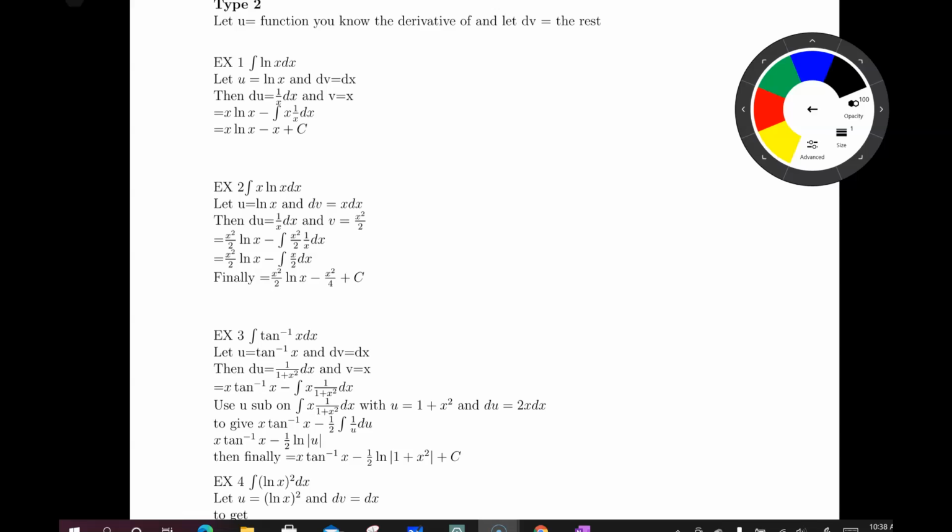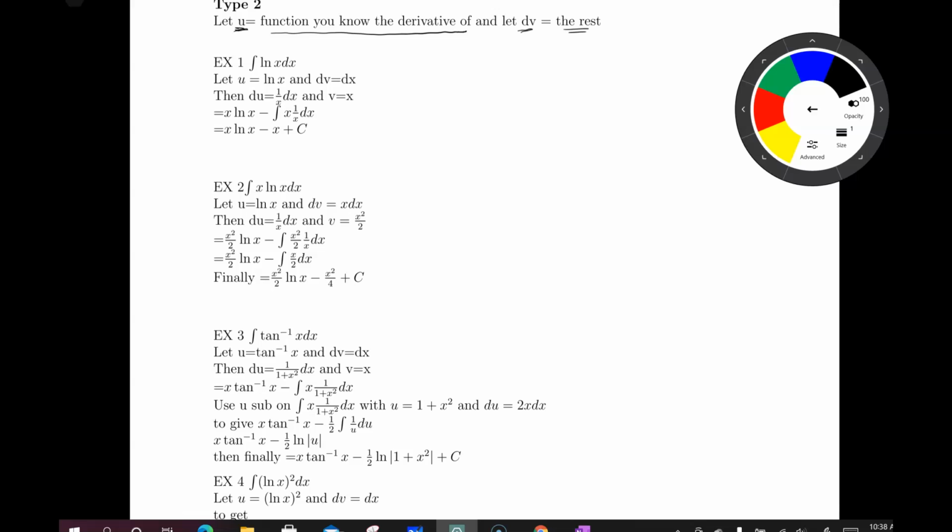Okay, now we're going to do type 2. Again, these are just my own little classifications. Integration by parts is just how to take an integral and use this integration by parts of this u and dv. So type 2, I'm going to call let u equal the function you know how to take the derivative of, and let dv equal the rest.